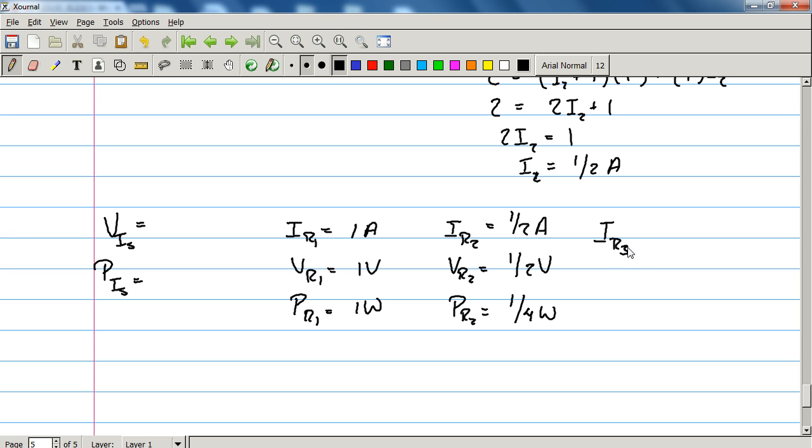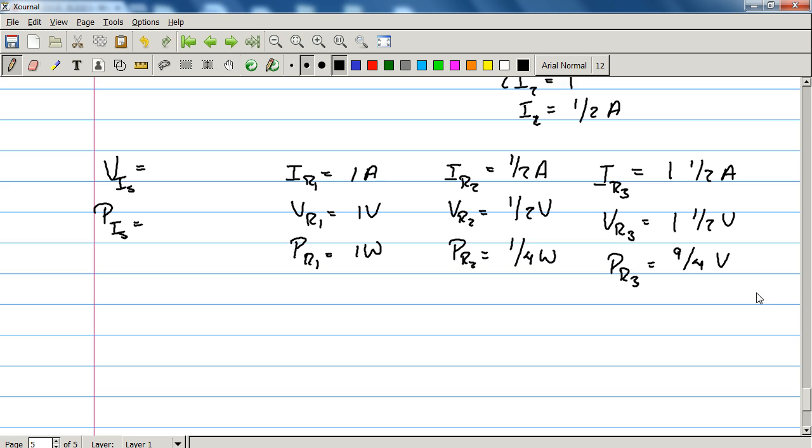Current across R3 is the mesh between I1 and I2. So this is just 1 1/2 amp. So the voltage across R3, not R2, is 1.5 volts, and the power across R3 is IR. 3 halves times 3 halves is 9/4. I'm sure that reduces down to something. Anyway, so not volts, watts.